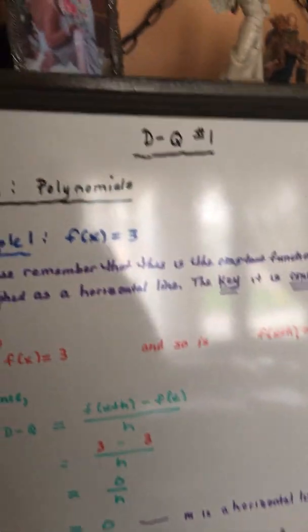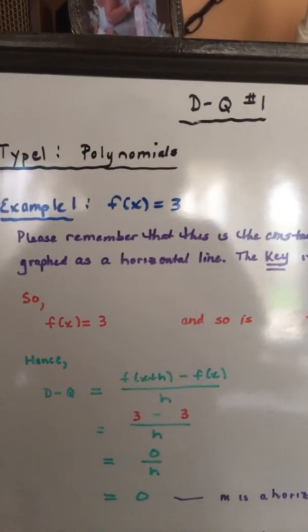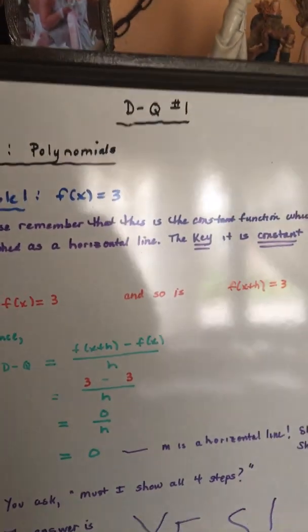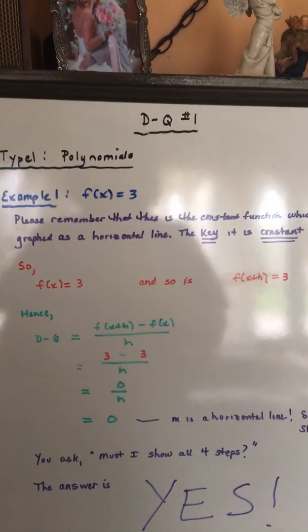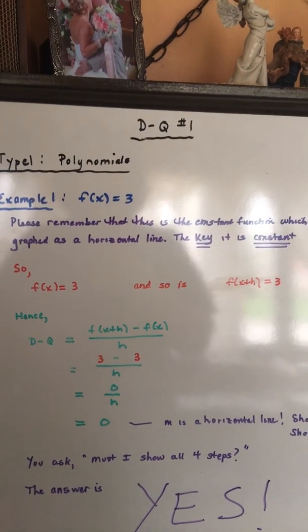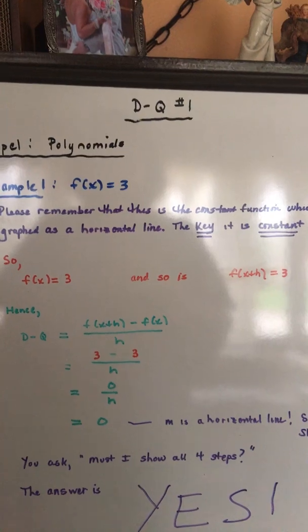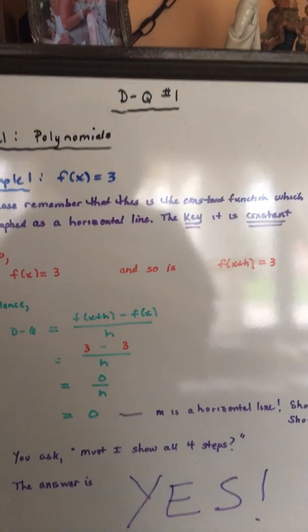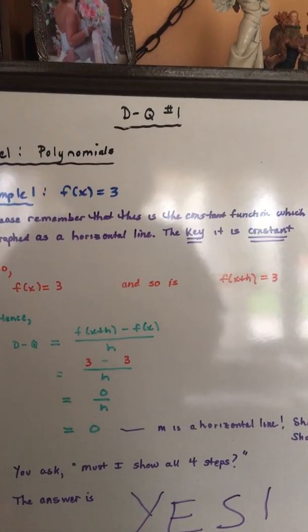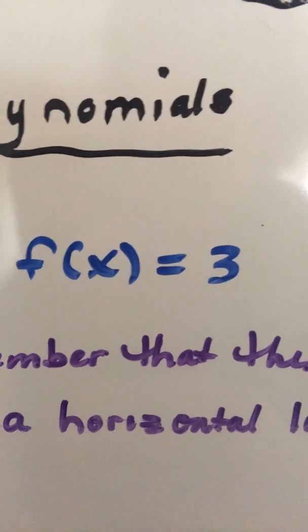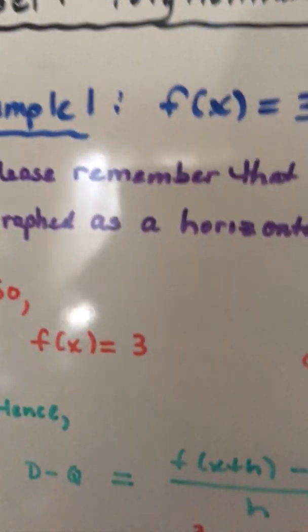Difference quotient 1 is the easy one. We're just dealing with polynomials. So I give you the function f of x equals 3. Please put the brain back in your brain and remember that this is called the constant function, which is graphed as a horizontal line. The key is it's the constant function. It's a constant. It never changes. So your y value is always 3 no matter what your x is.